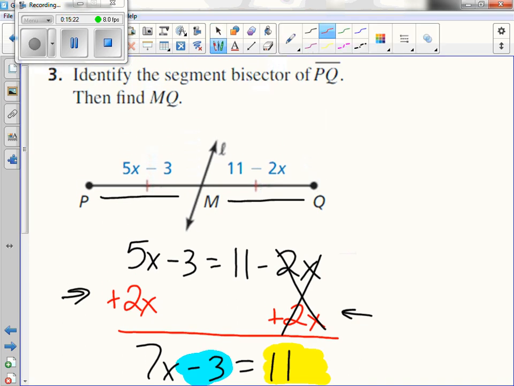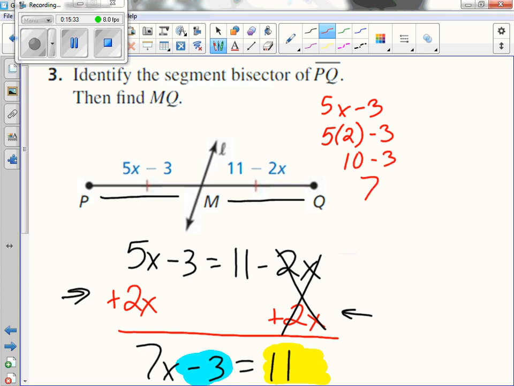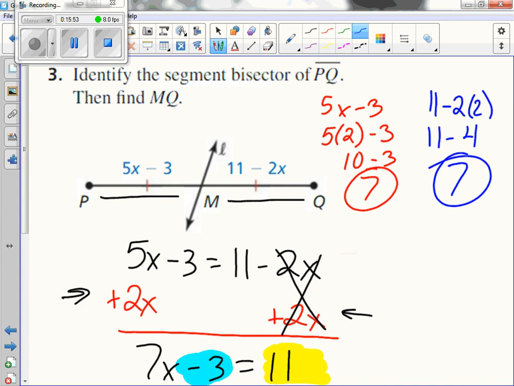So what we're going to do next is plug it back in. We're going to take 5x minus 3, and do 5 times 2 minus 3. Well, 5 times 2 is 10, and 10 minus 3 is 7. Now you might be saying, well, we're not trying to find what PM is. We're wanting to find what MQ is. Okay, I used the wrong equation. Let's try it with the other one. Let's do 11 minus 2 times 2. Well, 2 times 2 is 4, and 11 minus 4 is, hey, look, 7.